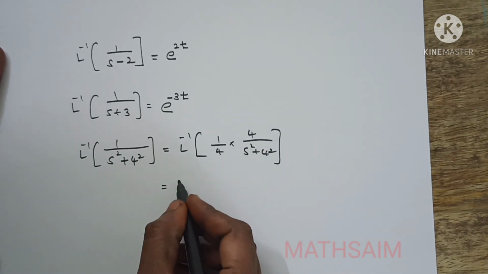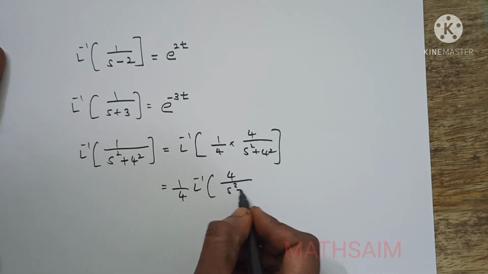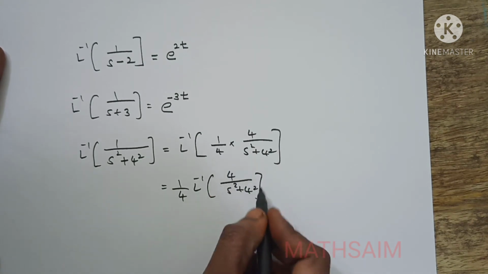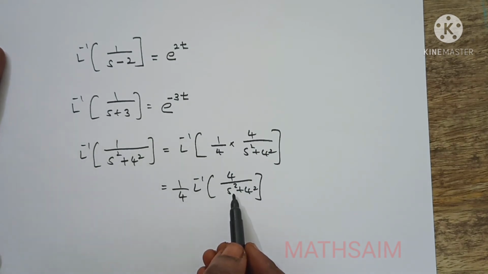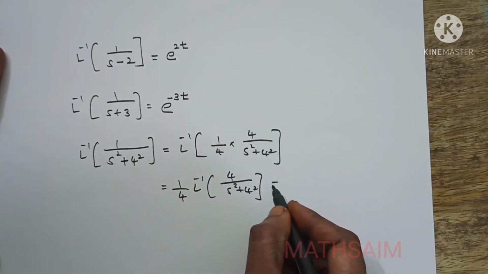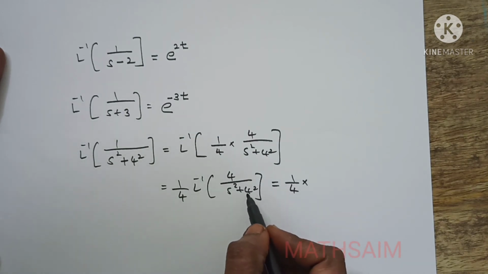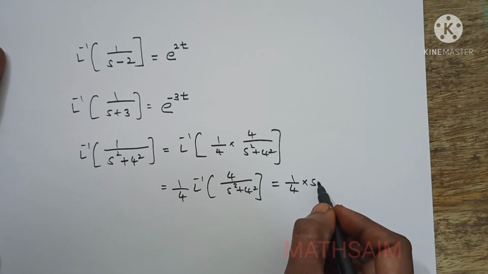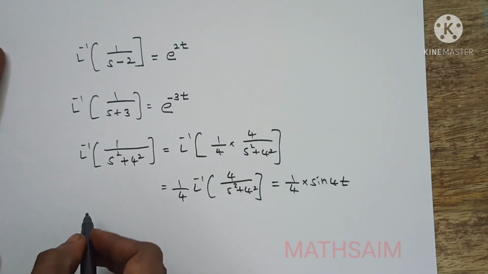Using linear property, you just take that 1 by 4 outside. It will be 4 by s square plus 4 square. Now this looks like a by s square plus a square. So this is nothing but sin at. That is 1 by 4 into sin at. What are we having in the place of a? It is 4. So it is 1 by 4 sin 4t. That's all.